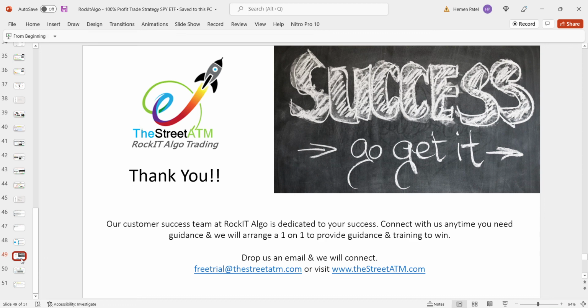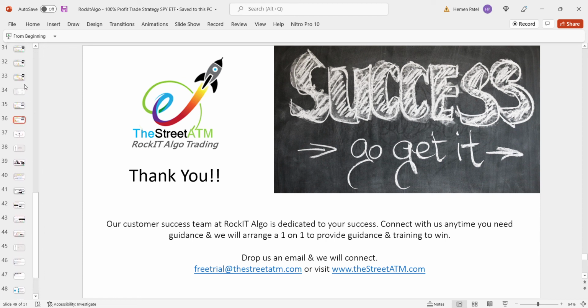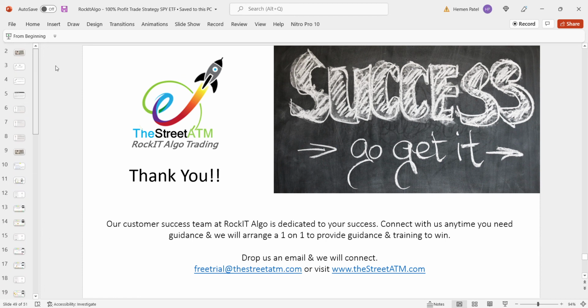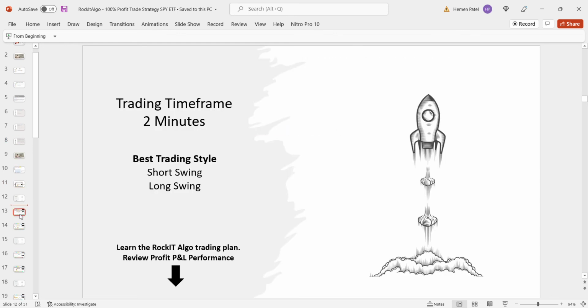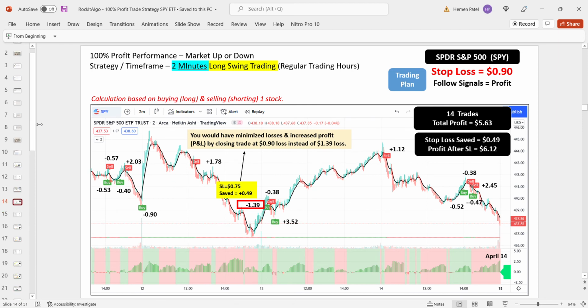So thank you very much. Success. Go get it. This is how you trade SPY. Start small, grow into it. Once you accumulate a little profit, then increase your trade size. But keep following the trading plan. Don't modify it on your own. Don't just skip from step one to step two. We've given you the stop loss amounts for SPY across every time frame, as I showed here. So just keep following it. Just keep following it. Okay.